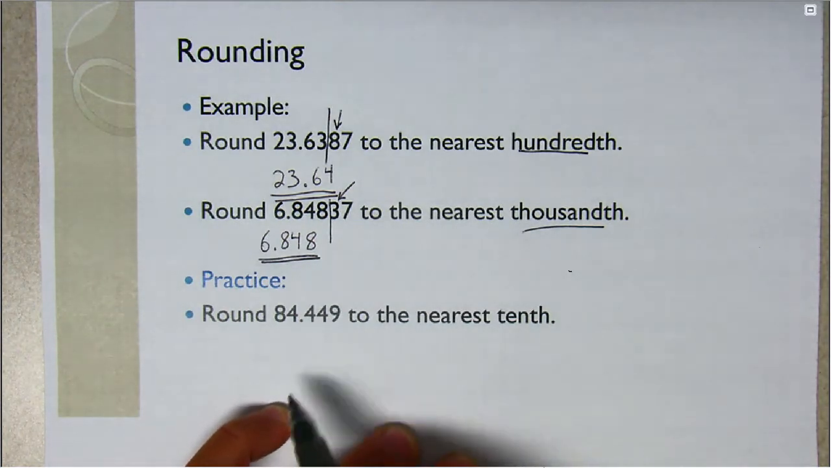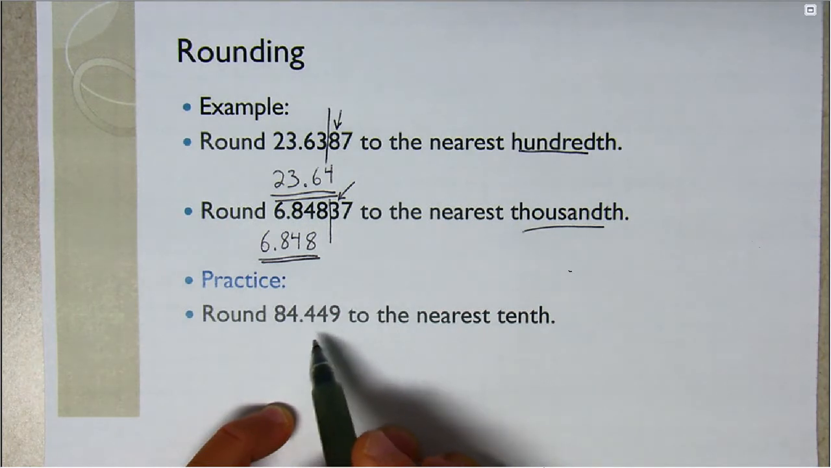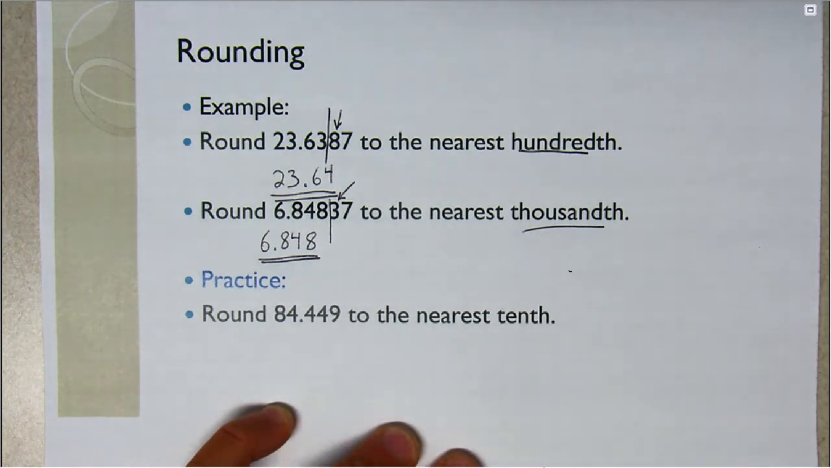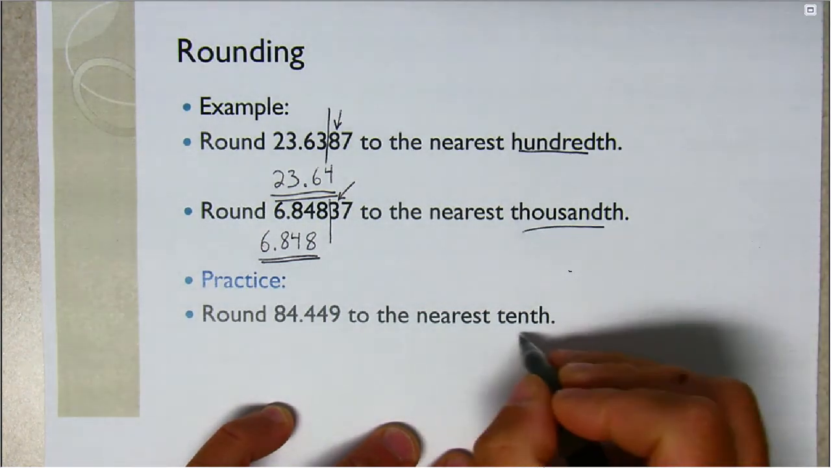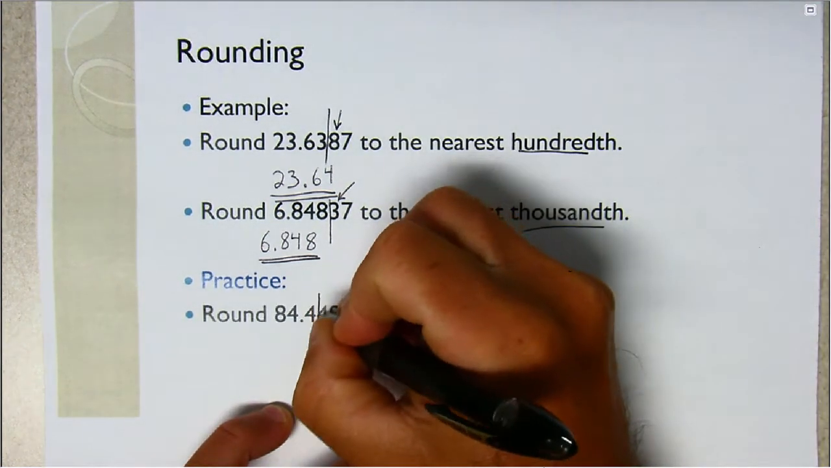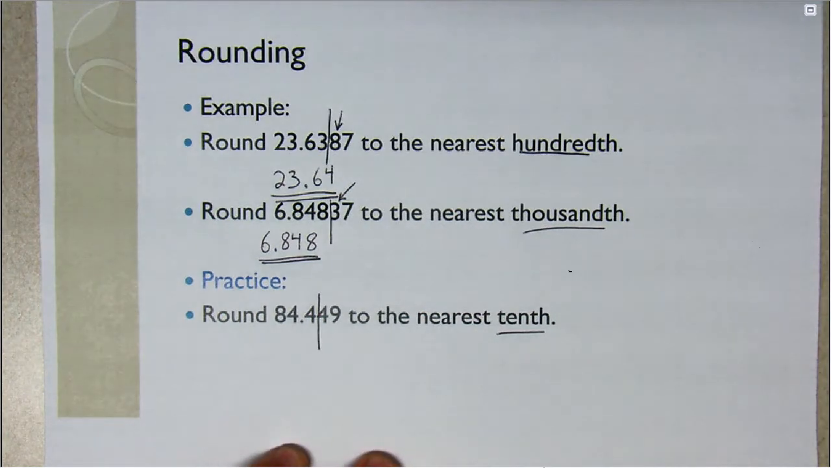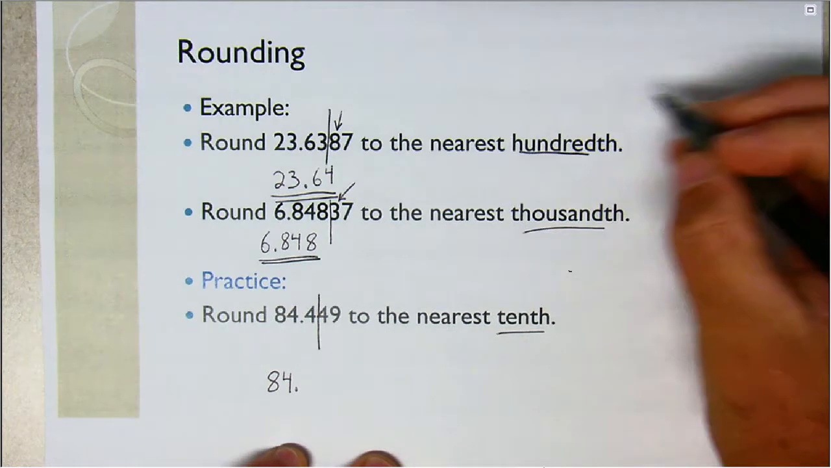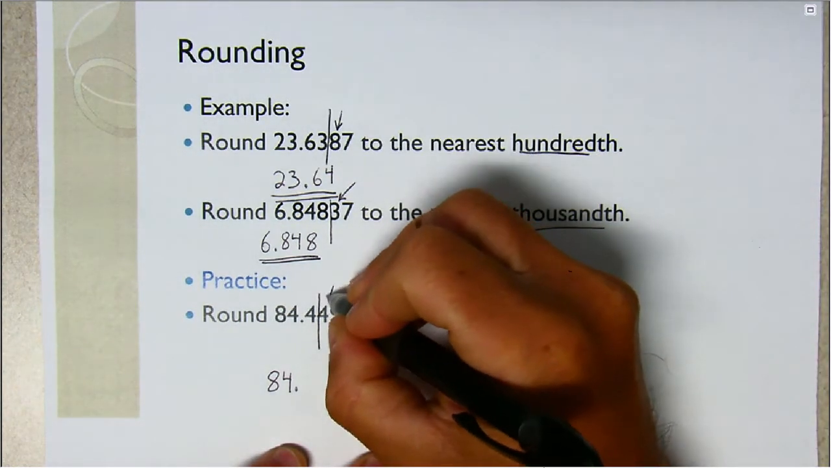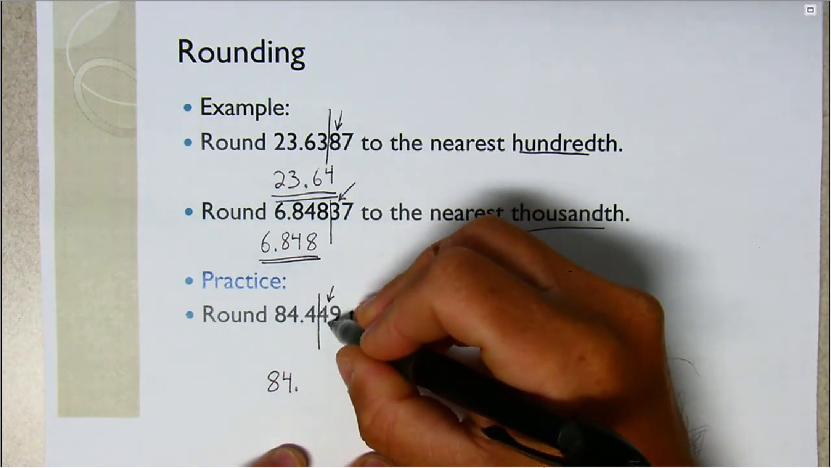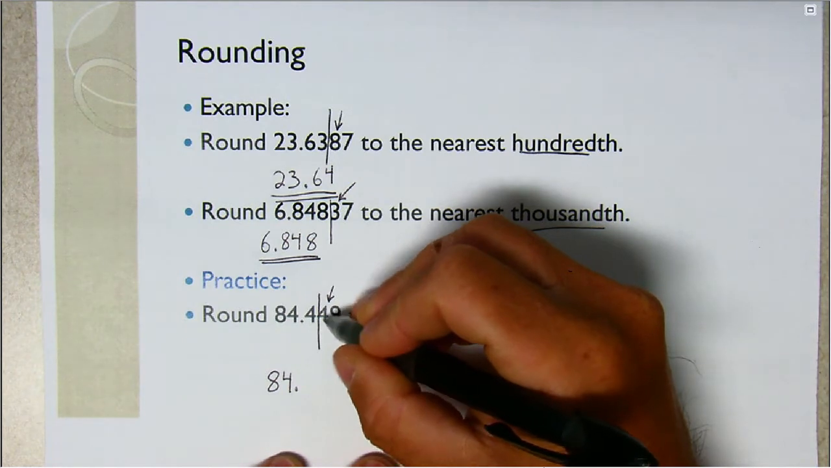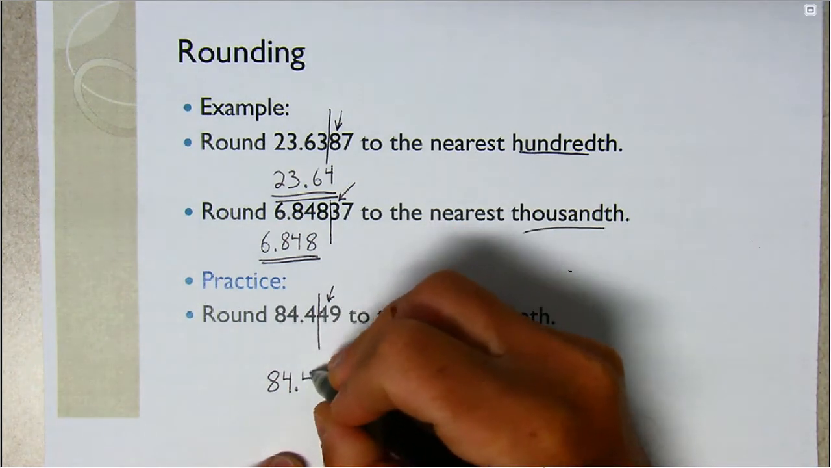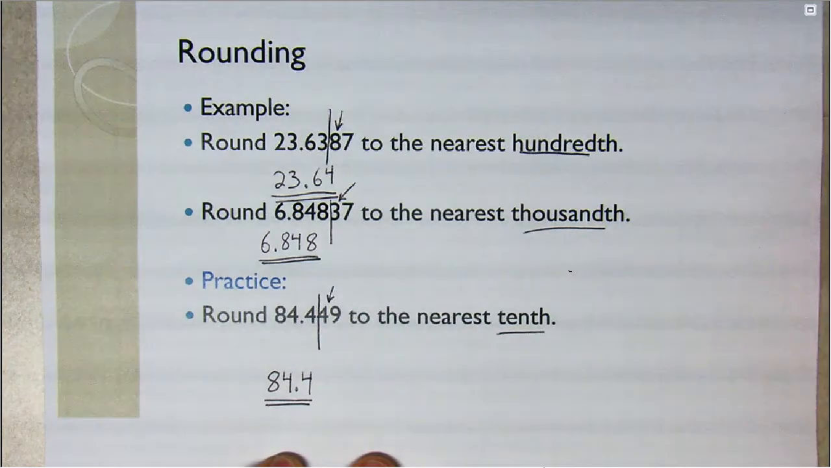All right, what about 84.449? This is an easy one to misinterpret. Where would we round that off? Well, if we're rounding it to the nearest tenth, that means we're going to keep only 1 decimal place. And so this is going to be 84 point something. Now if we look 1 place to the right, that's a 4. If the place to the right is 0 through 4, we leave our last digit the way it was, so we're going to leave that at 84.4.